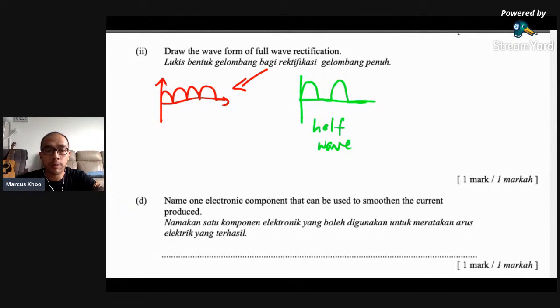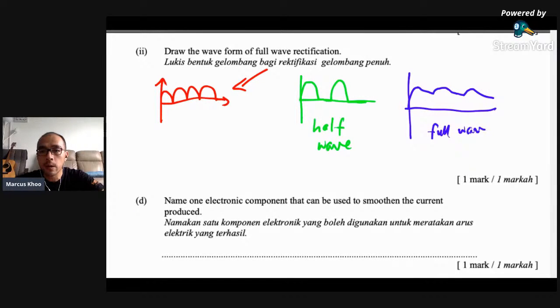Now in our previous lesson, I gave you a question and a lot of you gave me the third one, which is this. You gave me full wave, but with flat parts, like that. This one is full wave with capacitor. So this is half wave, one diode only. This is full wave, 4 diodes. This is full wave with capacitor.